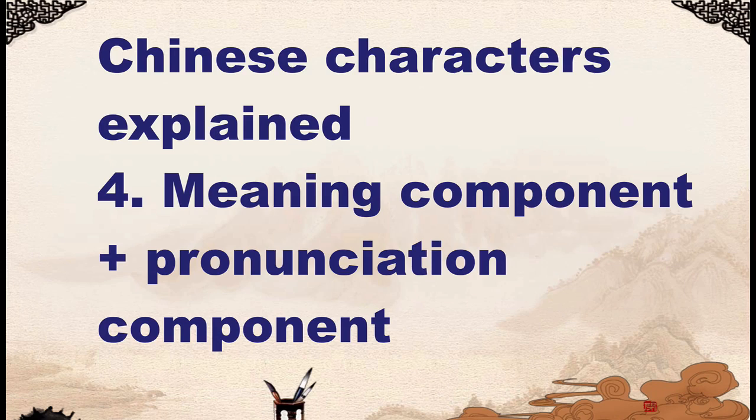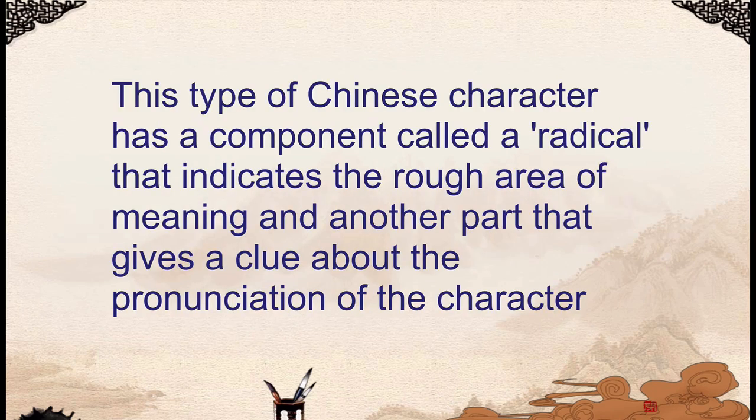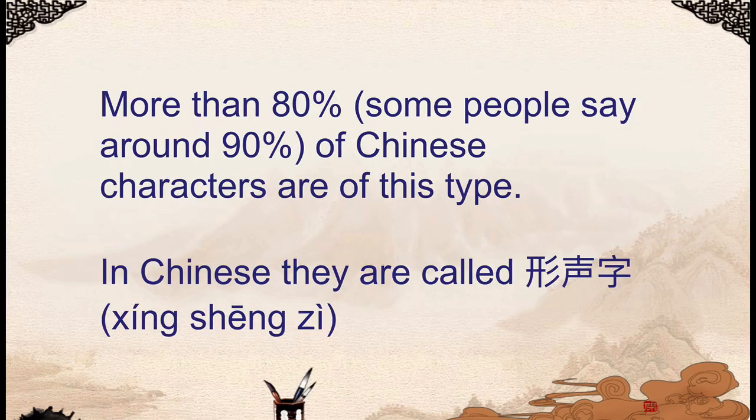This is the fourth and the last video of the series, and in this video I want to talk about the most common type of Chinese characters, which are characters that have two parts. One is a part called the radical, which indicates the rough area of meaning, and another part that gives a clue about the pronunciation of the character. So two different parts, a meaning part and a pronunciation part.